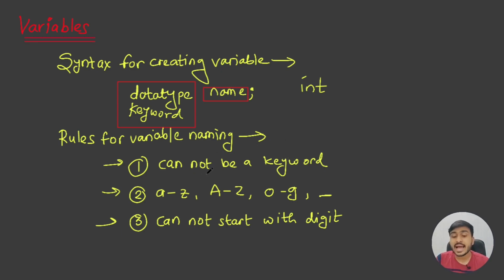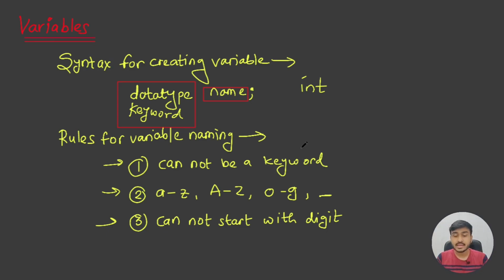The first rule says that a variable name cannot be a keyword. In the previous video we saw the list of keywords. So you cannot give a variable name from that list. Let's say int is a keyword, so your variable name cannot be int, because int is a keyword. So this is rule number 1. A variable name cannot be a keyword.